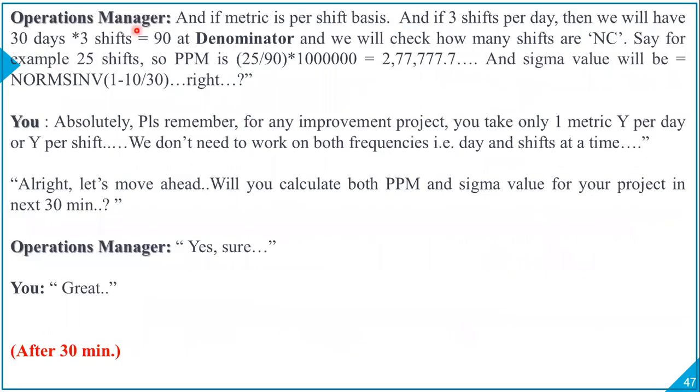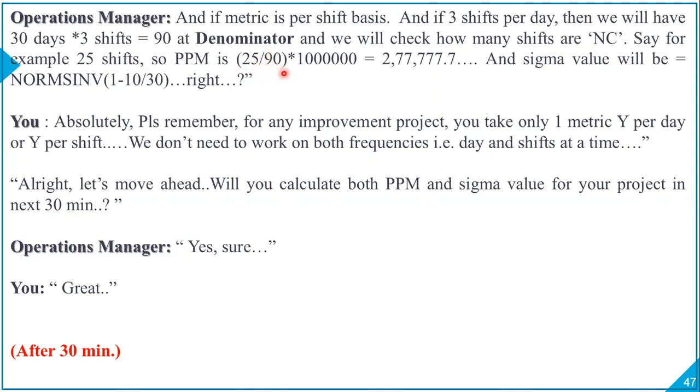Operations manager: And if the metric is per shift basis, and if there are 3 shifts per day, then we will have 30 days and 3 shifts per day, which will be 90 in the denominator, right? Please correct me. And we will check how many shifts are NC. Say, for example, 25 shifts are NC. So PPM is 25, that is NC shifts divided by the total number of shifts for those 30 days, 90.